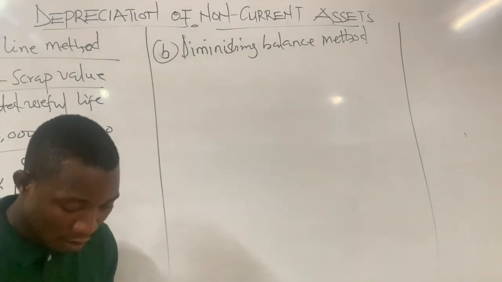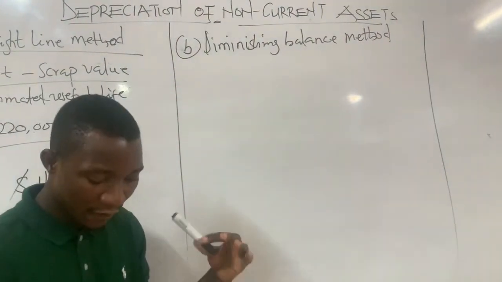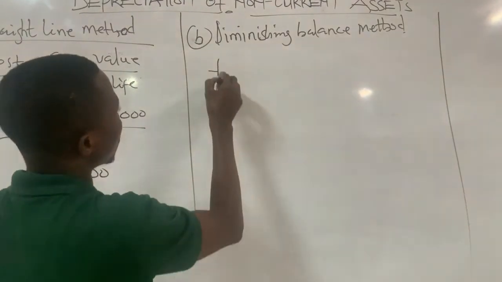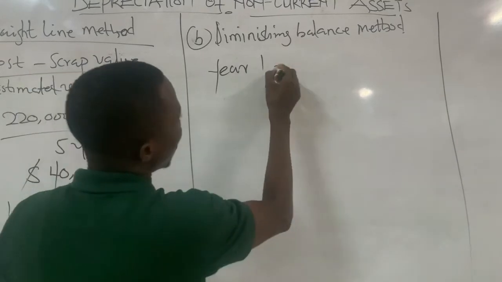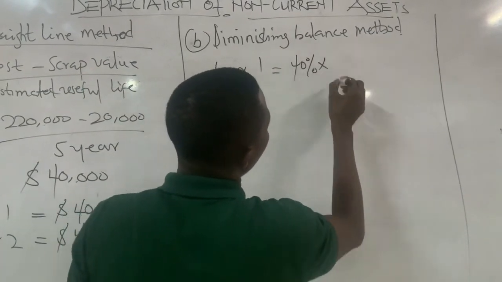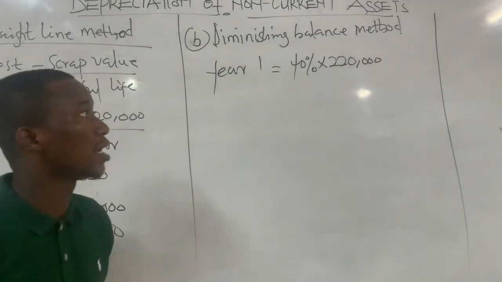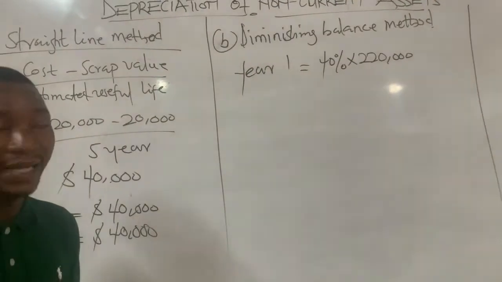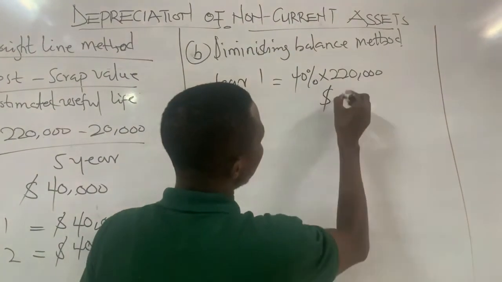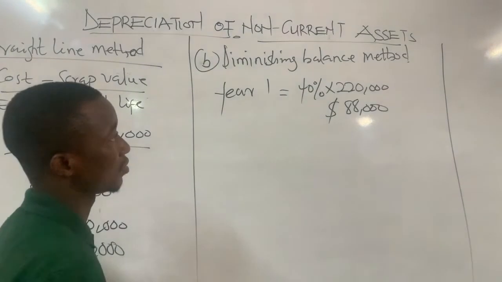So for the reducing balance method, I told you that for the first time we calculate the depreciation on the cost of the asset. So for year 1, you'll be calculating the 40% on the cost of the asset, which is $220,000. Is that okay? And that is going to give us $88,000 for the first year.